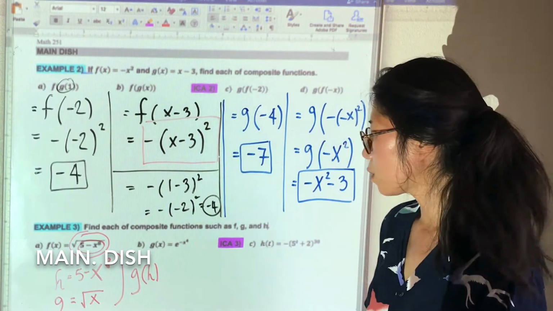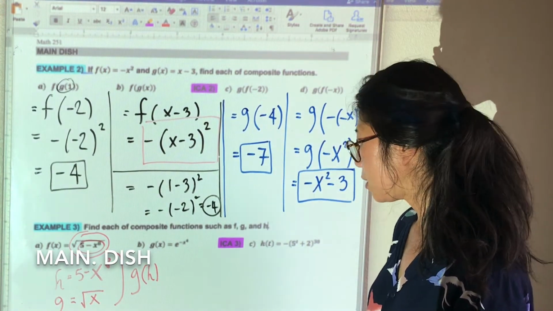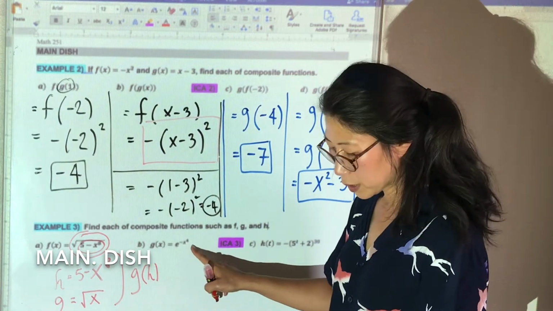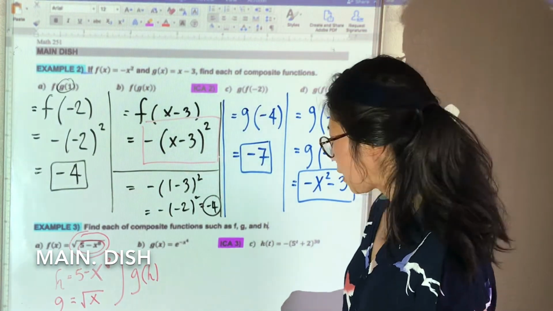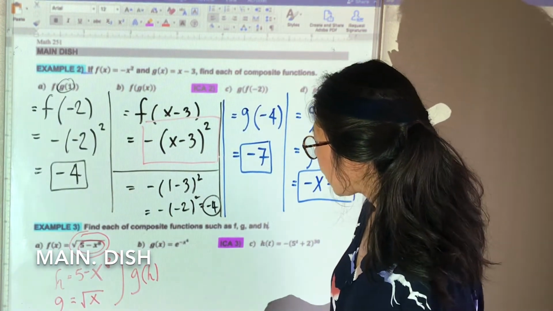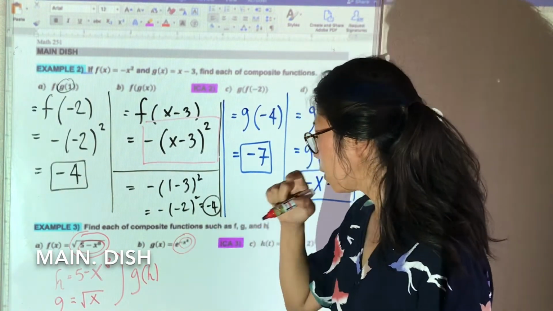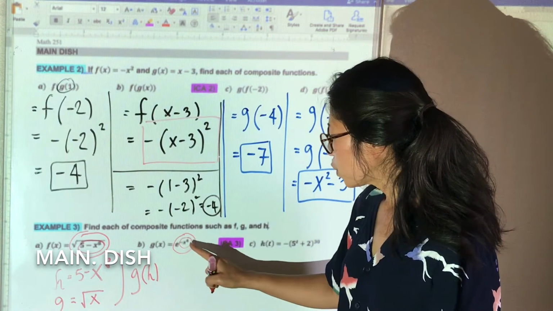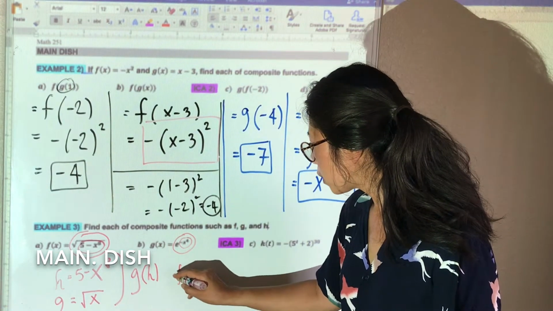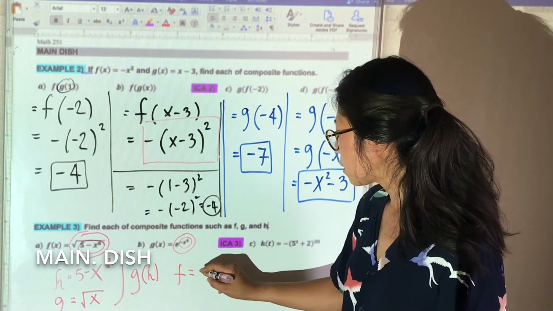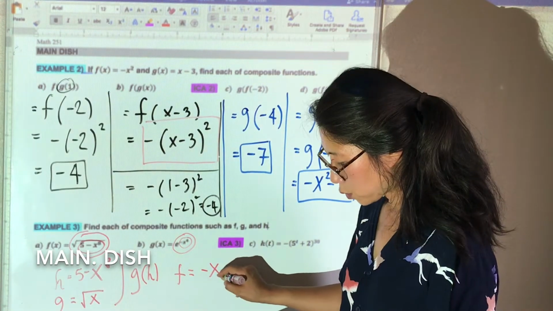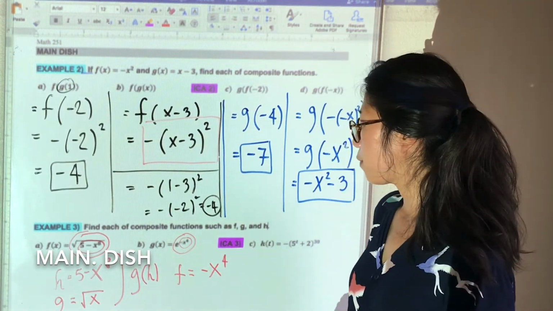If you get to see the circles, it's going to be easy. So let's practice with the next one as well. For me, I get to see 2 circles here. Then one function inside, I'm going to call it f function. That's negative x to the 4th power inside.